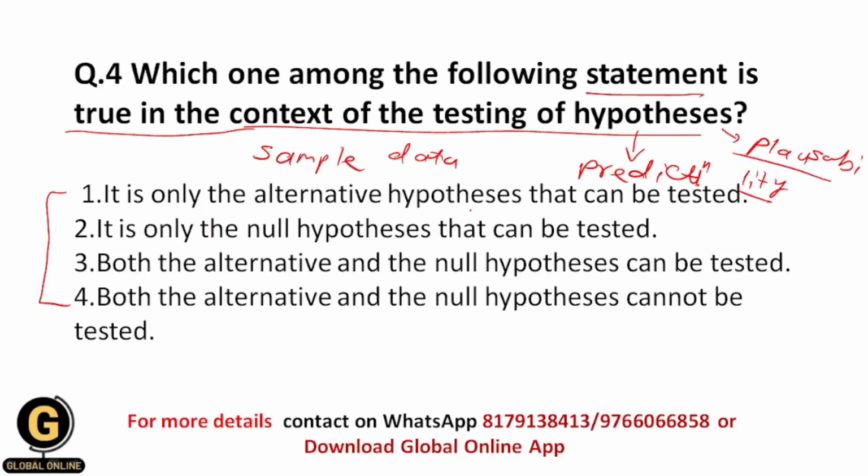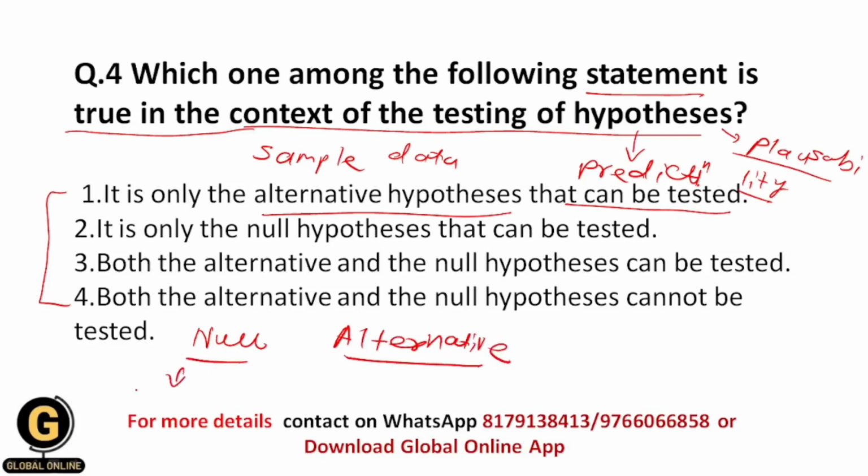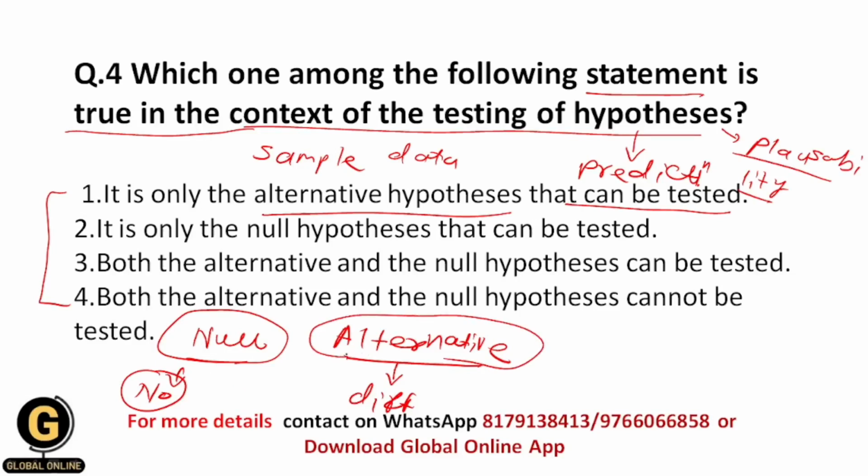First is, it is only the alternative hypothesis that can be tested. There are two types of hypothesis in the testing of hypothesis. First is null hypothesis and second is alternative hypothesis. Null hypothesis means that there is no difference between two variables, and alternative hypothesis means there is a difference between two variables. Null hypothesis means the prediction is as it is, there is no difference between the prediction and whatever we are taking in our research. But in alternative hypothesis there is a difference.